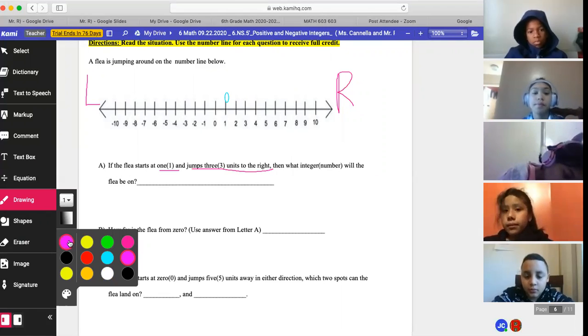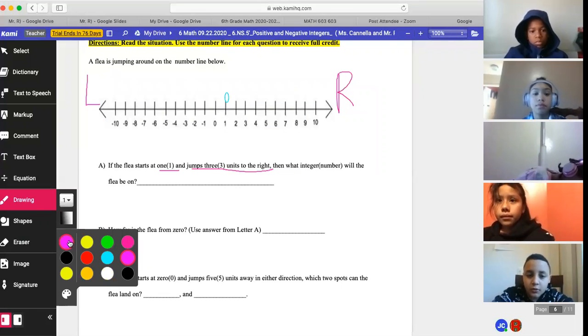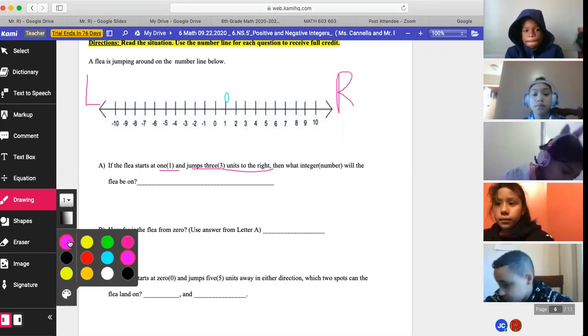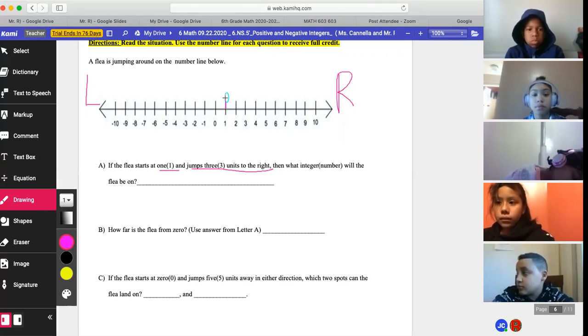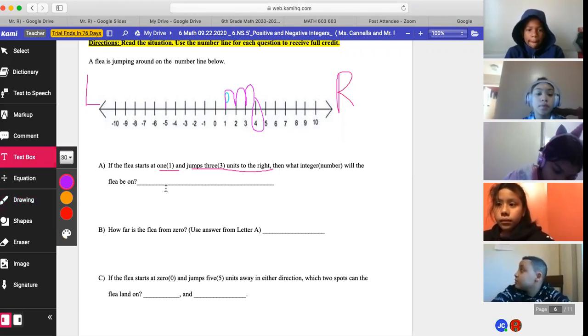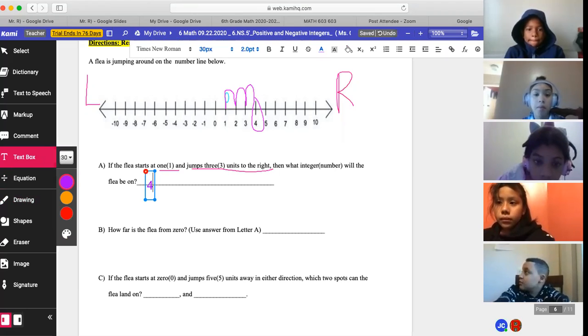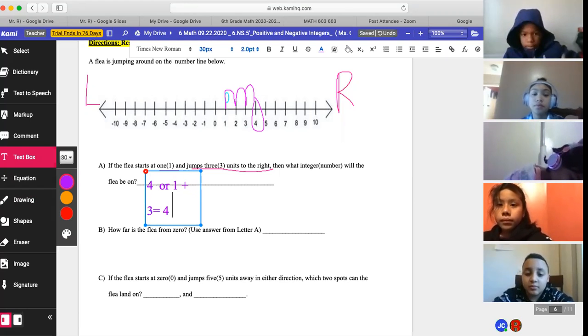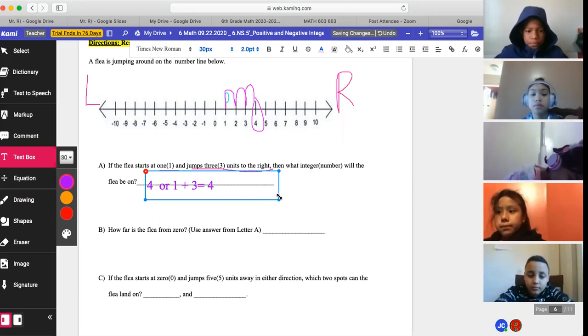A flea is jumping around on the number line that's right in front of you. We have left and we have right. If the flea starts at the number 1, you see that blue circle? He starts at 1, and then he jumps 3 units to the right. What integer will the flea be on? 4. Good, 4. And how do we know that? We just did simple math. Another way you could do this, guys, is just adding. 1 plus 3 equals 4.